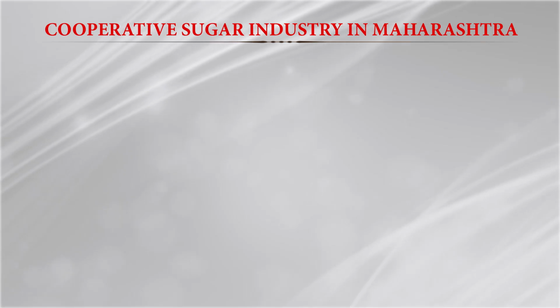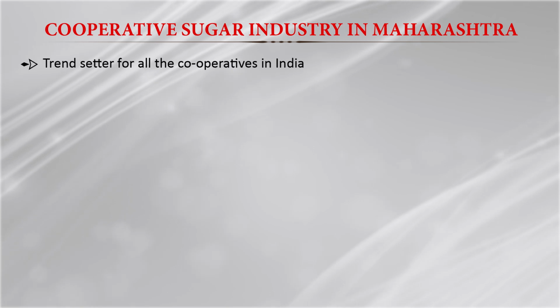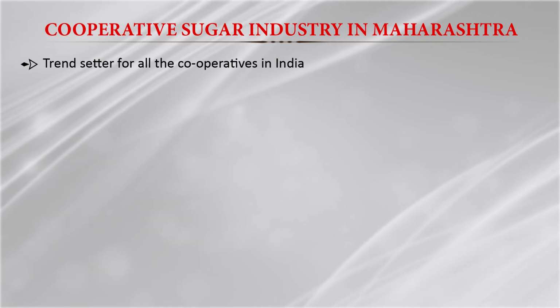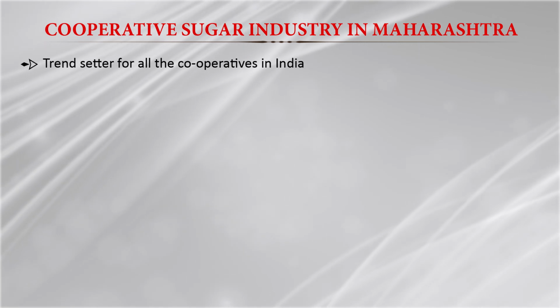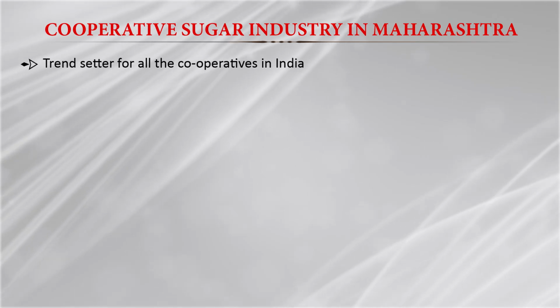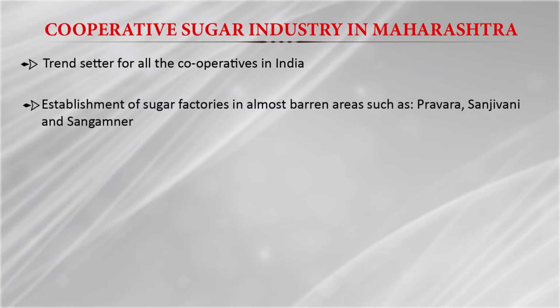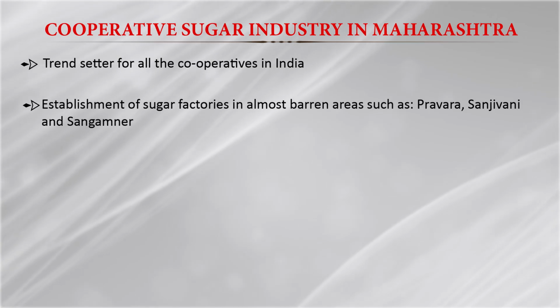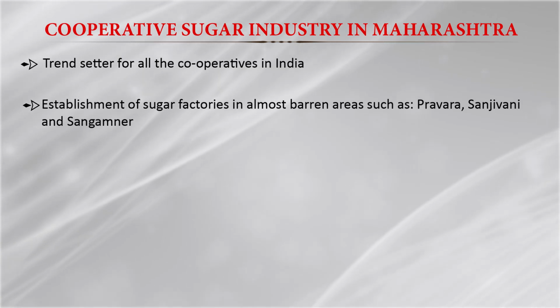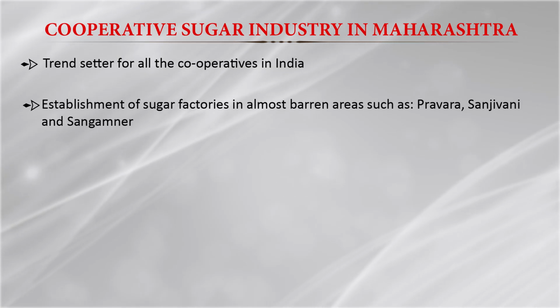So let us understand the Maharashtra cooperative movement. The cooperative movement in Maharashtra was the trendsetter for the establishment of cooperative societies, especially sugar cooperative societies, in India. The sugar factories were established on almost barren land. It was a model, a different kind of model.